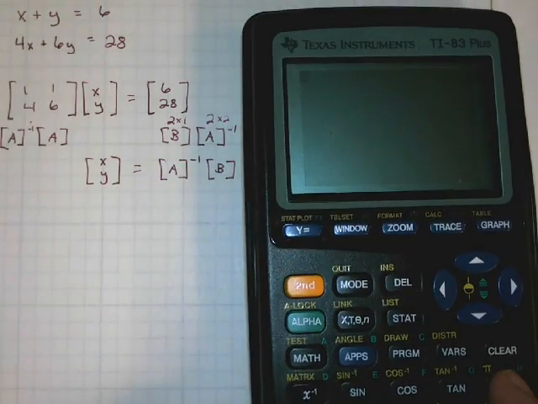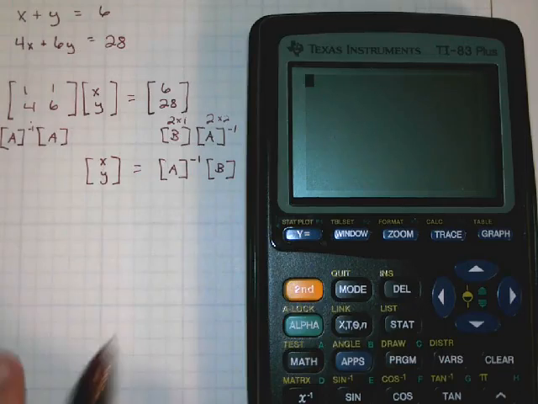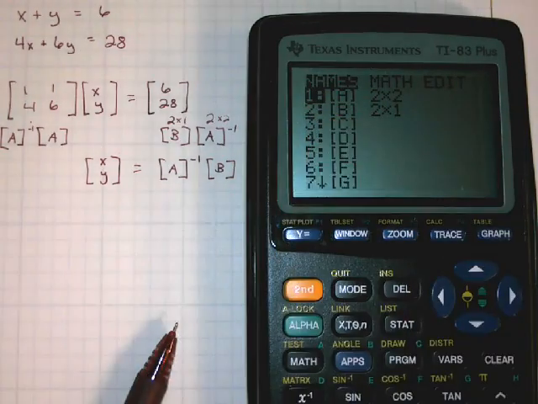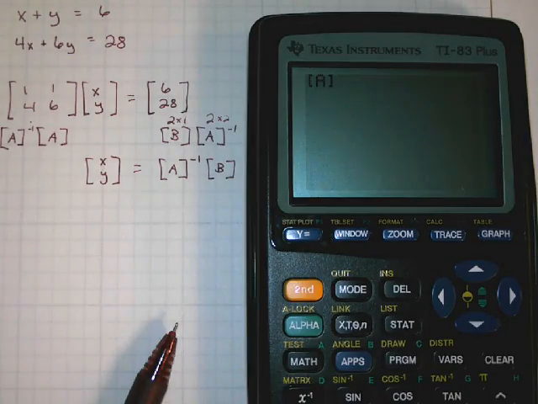Okay, so to get the inverse of matrix A, I'm going to go back into my matrix menu. I'm going to stay on names. I'm going to hit enter, and so I get A on the main screen, matrix A. I'm going to use my x to the -1 button, and then I'm going to hit enter. This gives me a matrix. I do not need to write this down.